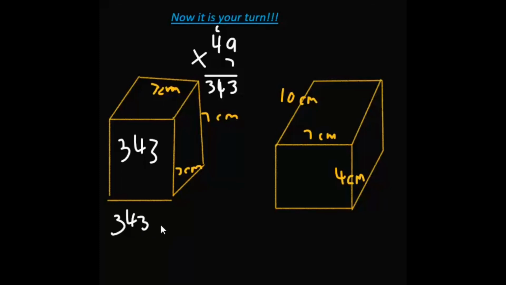343, not centimeters, cubic centimeters. Cubic cm. If you don't put in cubic, you get the answer wrong, because it's not the same thing.